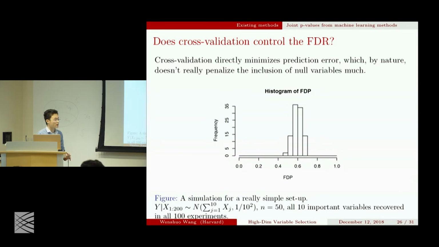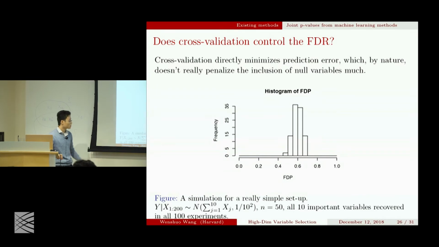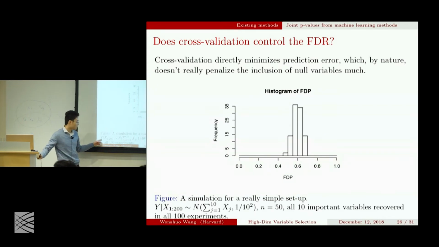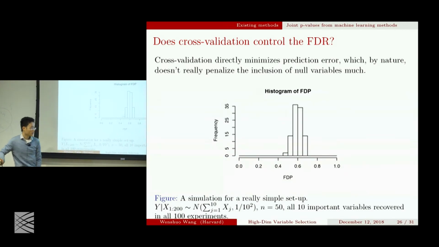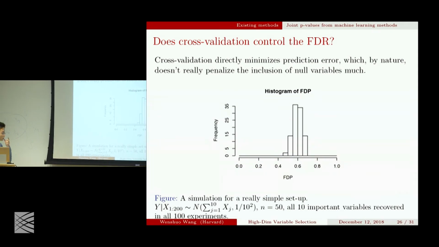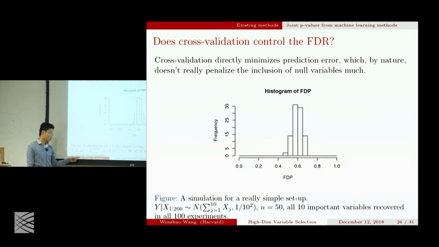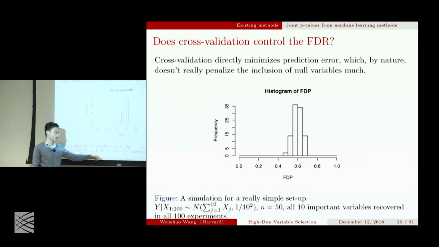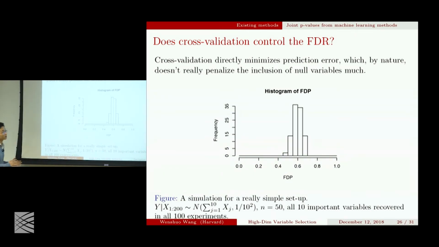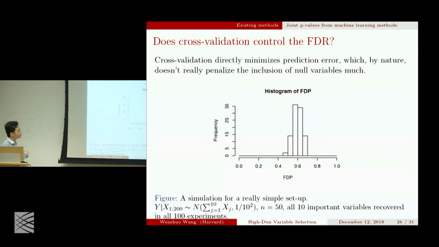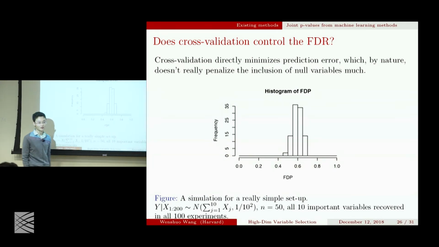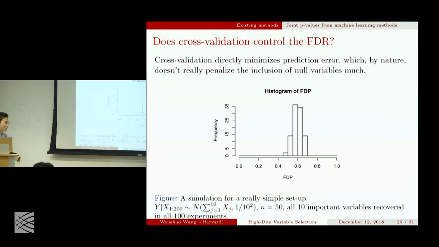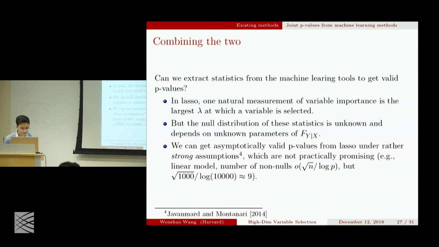So here's a really, really simple setup. I have, again, 200 variables, and my y depends on the first 10 variables, and my noise is really small. The variance is only 0.01. And if I run lasso with cross-validation, I did 100 experiments, and in all of them, I discovered all the 10 important variables. There's no problem there. I discovered all the real variables. However, the FDR is definitely not controlled. As you can see, it's concentrated around 0.6. So I discover all the important ones at the price of including a lot of null variables. So this is not good for our purposes.